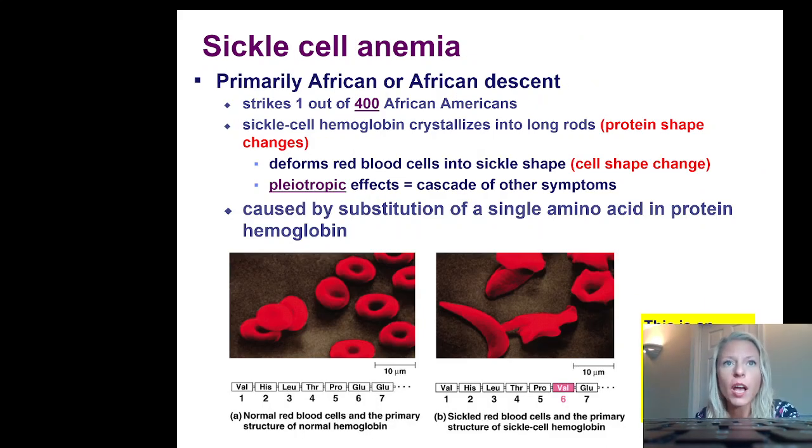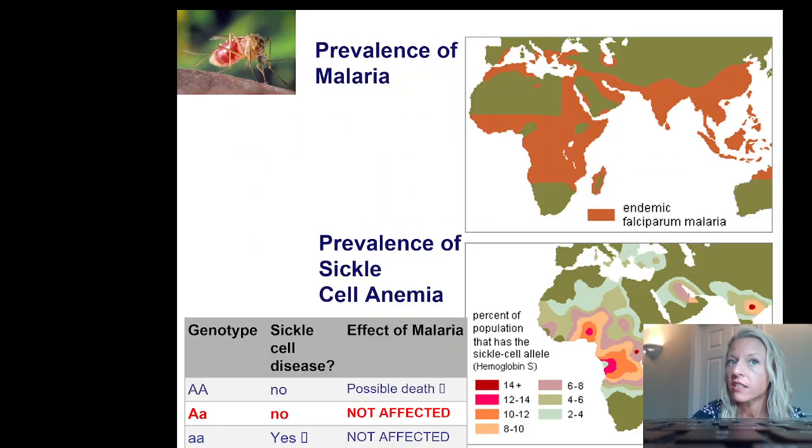Sickle cell anemia strikes about 1 in 400 African Americans, and this is where your sickle cell hemoglobin actually crystallizes into these long rods or these sickle-type cells. It's the product of a deformed protein. And this disease is caused by a single substitution of an amino acid in the hemoglobin protein and has what we call pleiotropic effects. We'll get to that in a moment.